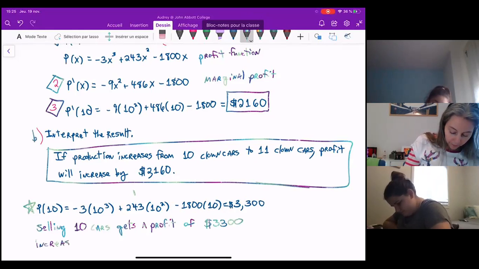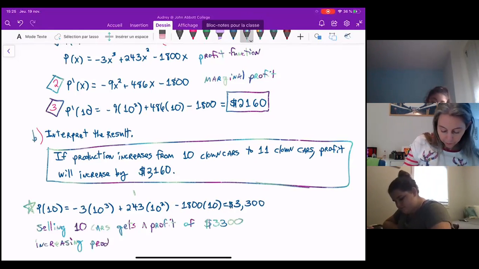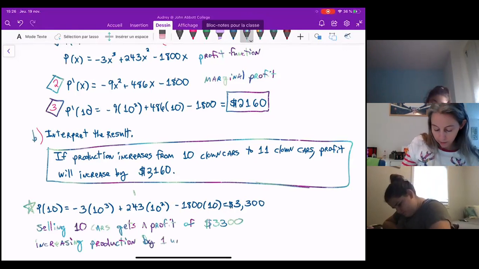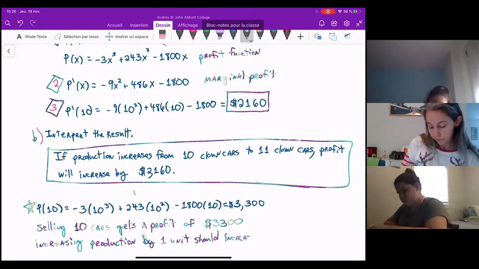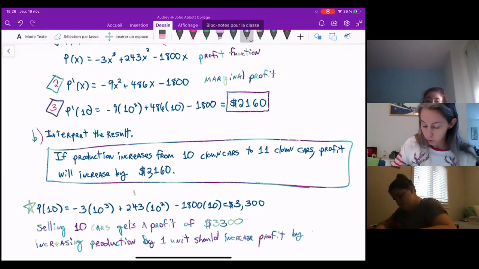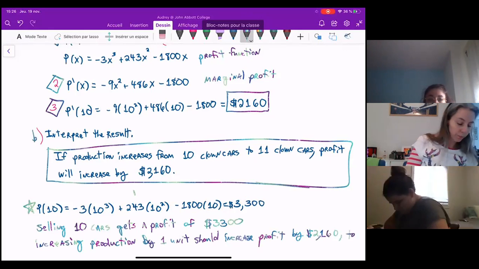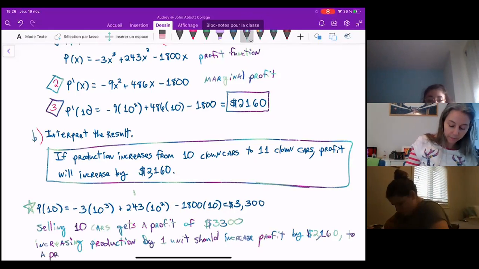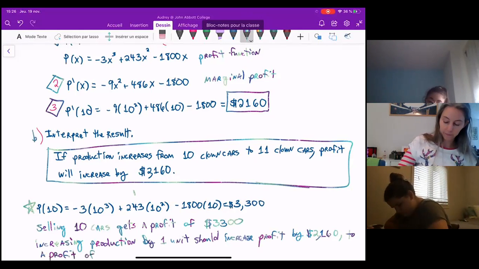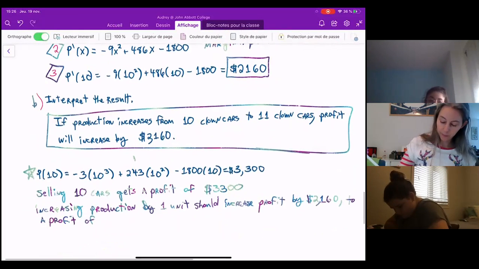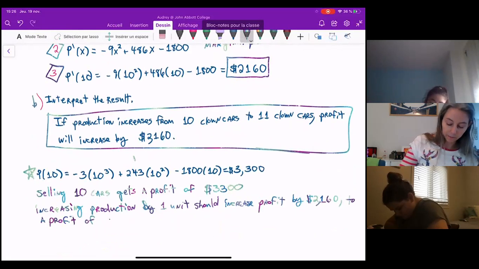Increasing production by 1 unit should increase profit by 2,160 to a profit of 5,760.